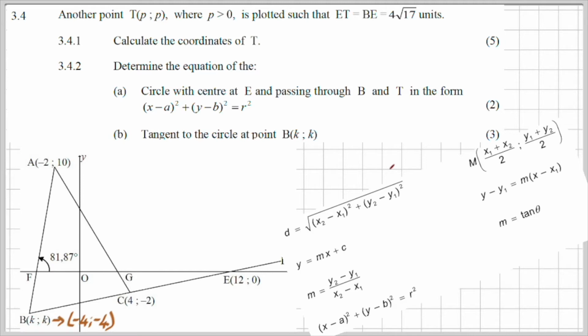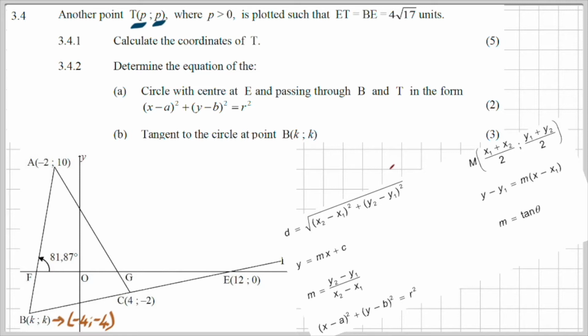Now, question 3.4 goes on where we left off at 3.3. So it says there, another point, T, (p, p). I love to again just say what makes it special is the p and the p is the same value. So I've got the same x and the same y. Where p is bigger than naught, that's important. We'll see later on why. And it is plotted such that ET is equal to BE, and both of them are equal to 4 root 17 units. So the first question is, calculate the coordinates of T.